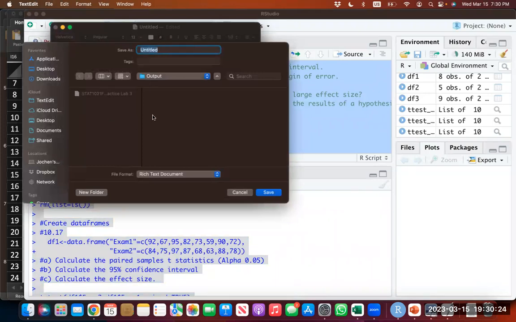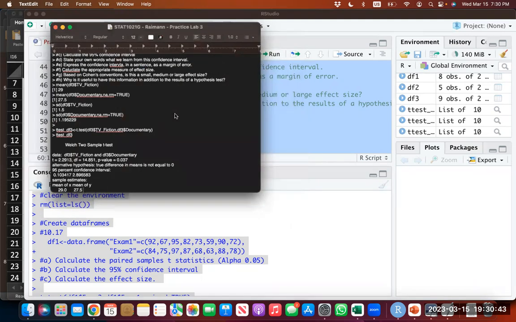You go into Practice Lab 3, the folder that you have created in your statistics folder, STAT1021G, your family name, Practice Lab 3, and save. And that's all you need to do. You submit it via Canvas. Deadline is next week on Wednesday.